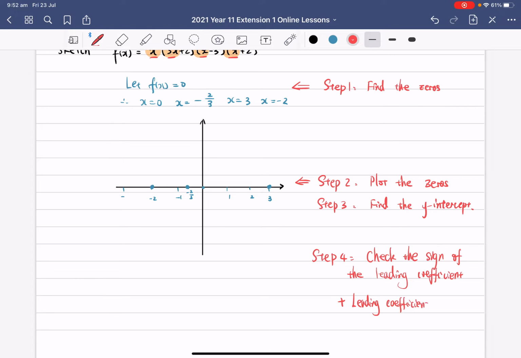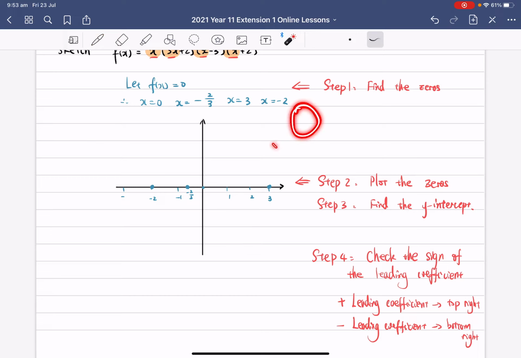Then the graph starts from the top right. If it's a negative leading coefficient, the graph starts from the bottom right. Now, I remember some students in the class were saying, can we just summarize this one as the top left or bottom left? Yes, you can, but I prefer to do it from the right. I don't know why. This is my habit. So now I know the graph is going to start from the top right, somewhere here.